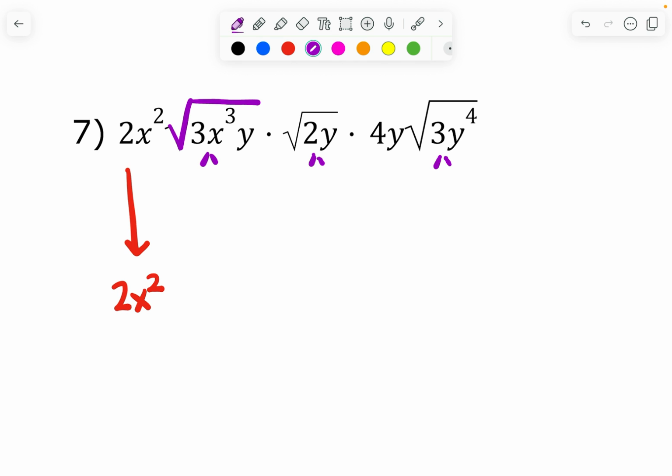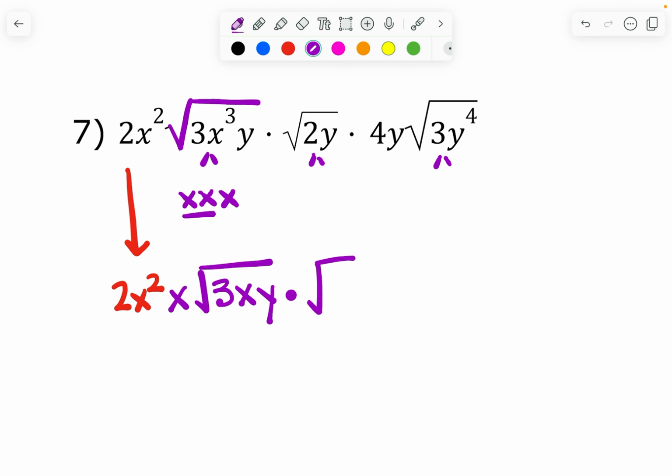So I can't simplify 3, but I know that x to the third gives me 1x that I can bring out front. So I have an x out front. Square root, the 3 is going to stay underneath, the x is going to stay underneath, and the y is going to stay underneath. We're going to carry that multiplication sign down. I can't simplify a 2, and I can't simplify a y, so we're going to leave that as the square root of 2y. Carry that multiplication piece down.